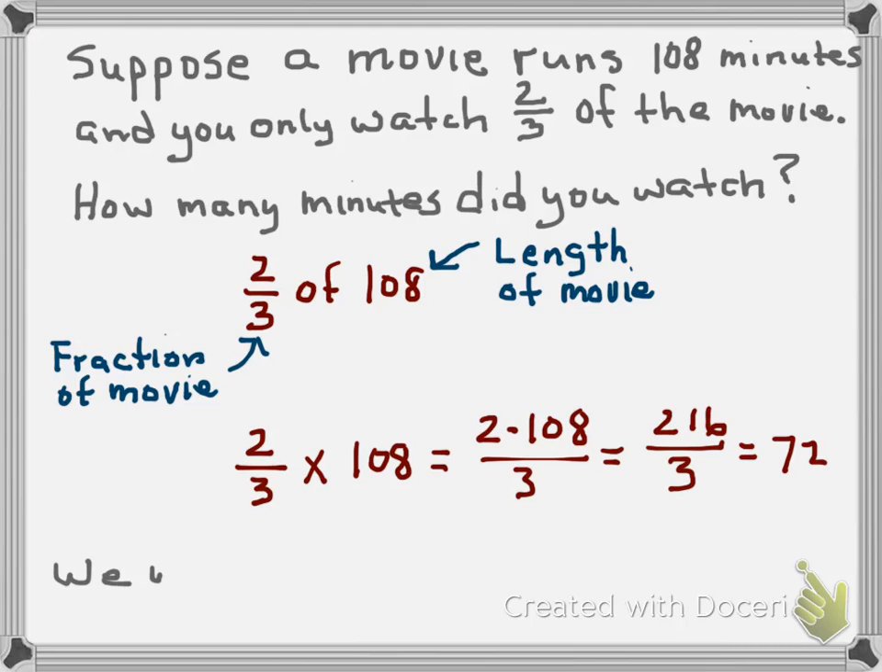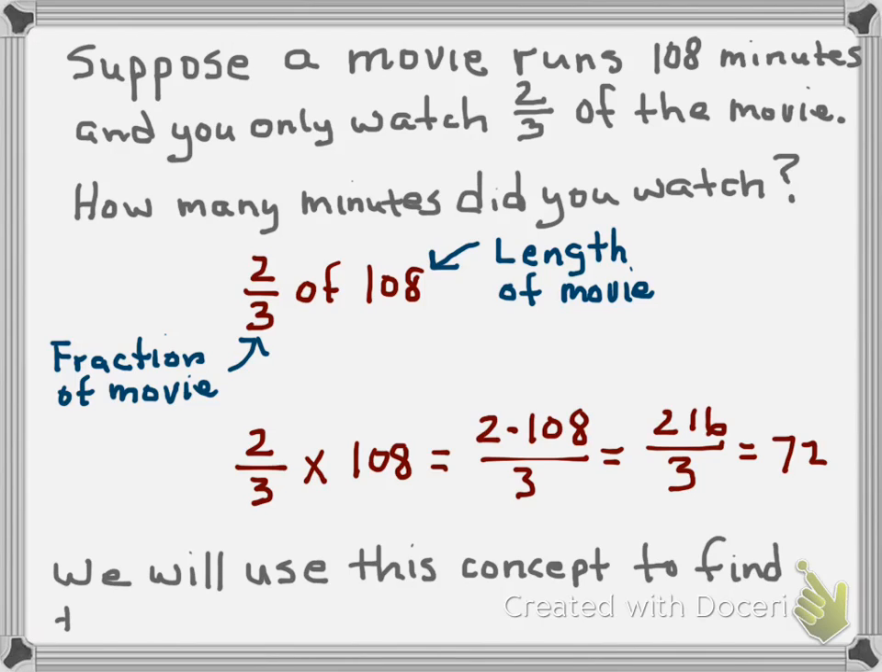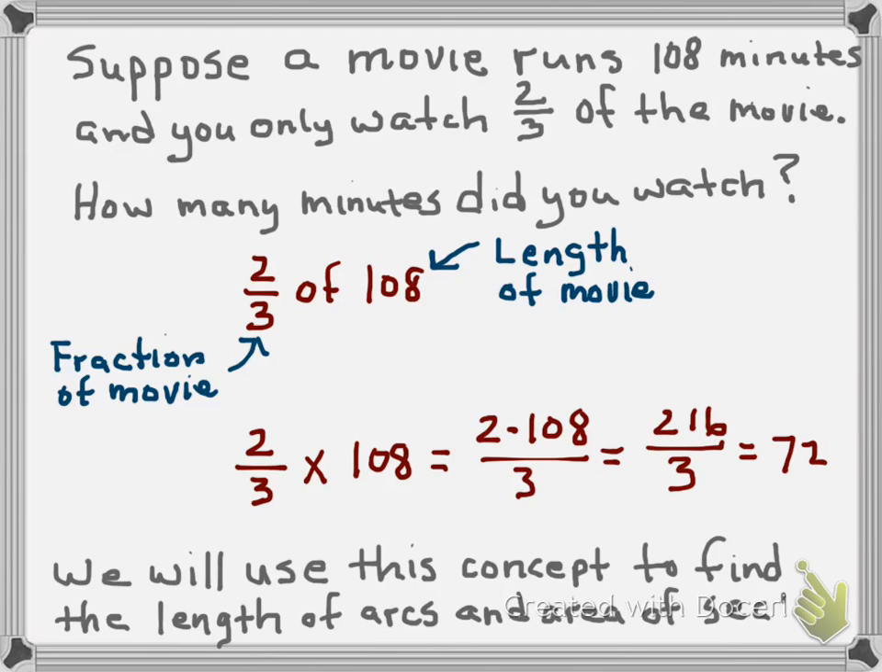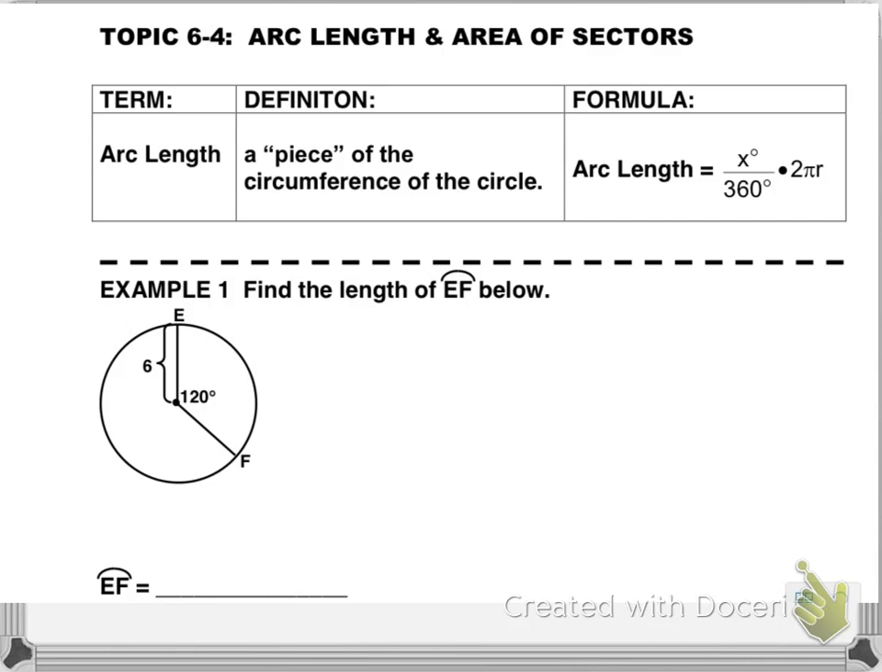We're going to use this concept as we find the lengths of arcs, portions of circles, and areas of sectors. So, let's look at the definition of an arc, or the arc length. The arc length is simply a piece of the circumference of a circle. An arc is a piece of a circle. An arc length is a piece of the circumference, which is the distance around.